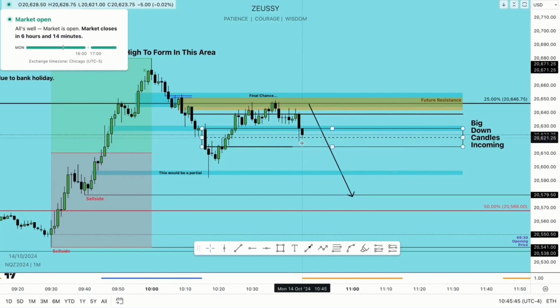I would like to see this macro begin to expand towards the downside aggressively. I don't want to see it go back and forth again. No, I really need to see it begin to run.